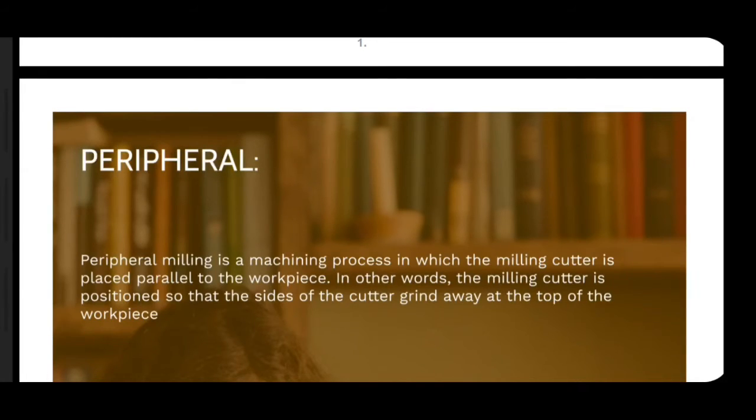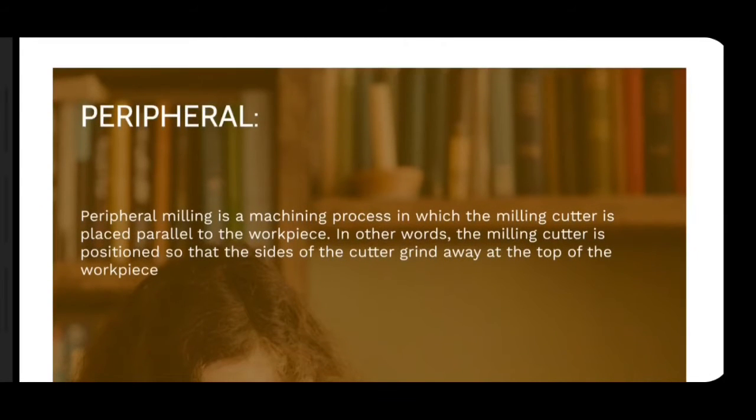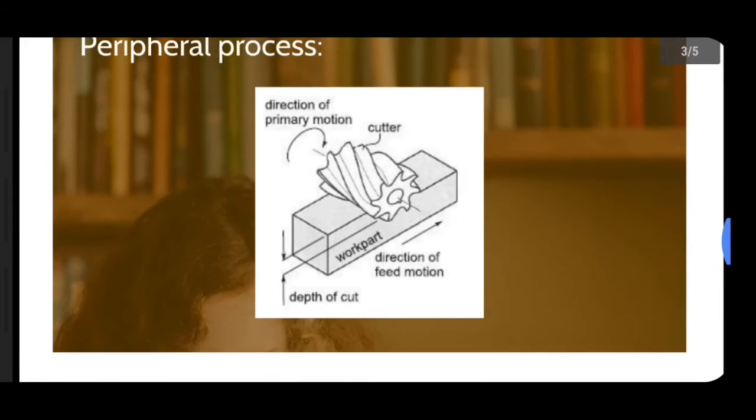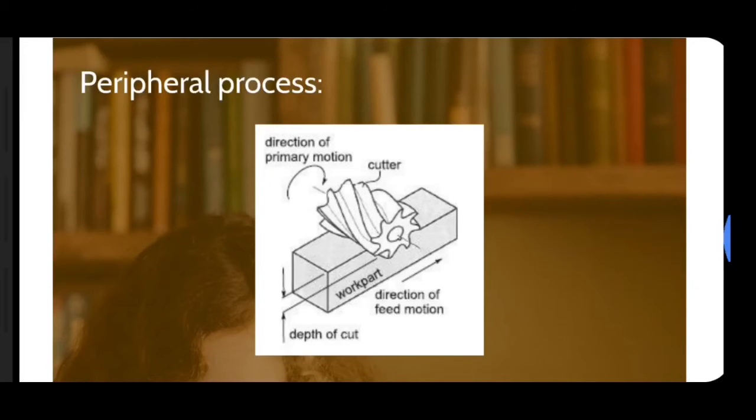It means that the cutter teeth will face the workpiece, basically on the top of the workpiece. So if you cannot imagine that, I will show you the picture of the process. So this is the position of the peripheral milling teeth. You can see the milling cutter is on the top of the workpiece, so it can process very smoothly.